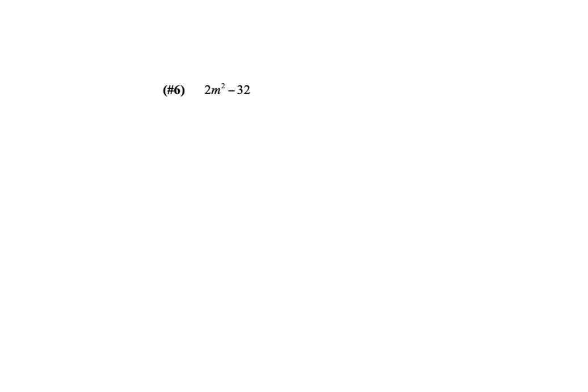Number 6 also is a little different. Right away, I notice that 2 is not perfect, but m squared is perfect. Does anybody know what I'm missing here? There should be a GCF. What number goes into both 2m squared and 32? 2 does. And so just like we did earlier, I'm going to start by putting that 2 out in front, and I'm going to divide everything by 2. That leaves me with an m squared minus 16.